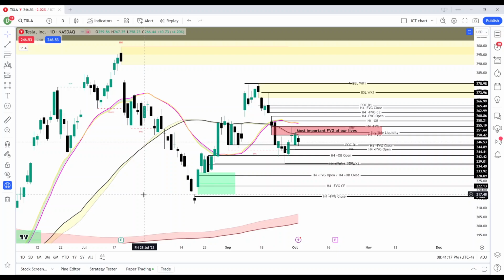We're going to look at where price came from, where price ended today, and where price is likely to head tomorrow. So let's jump right into it.